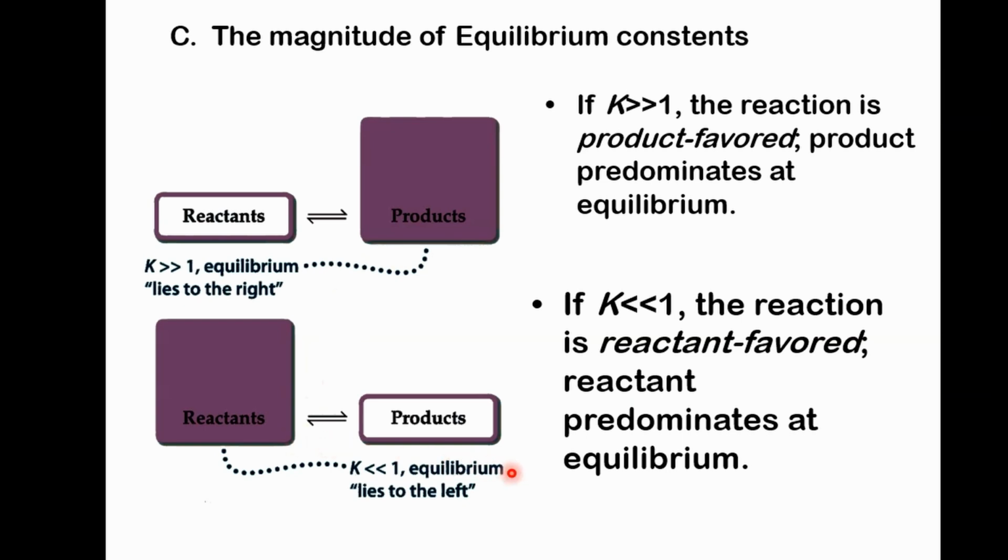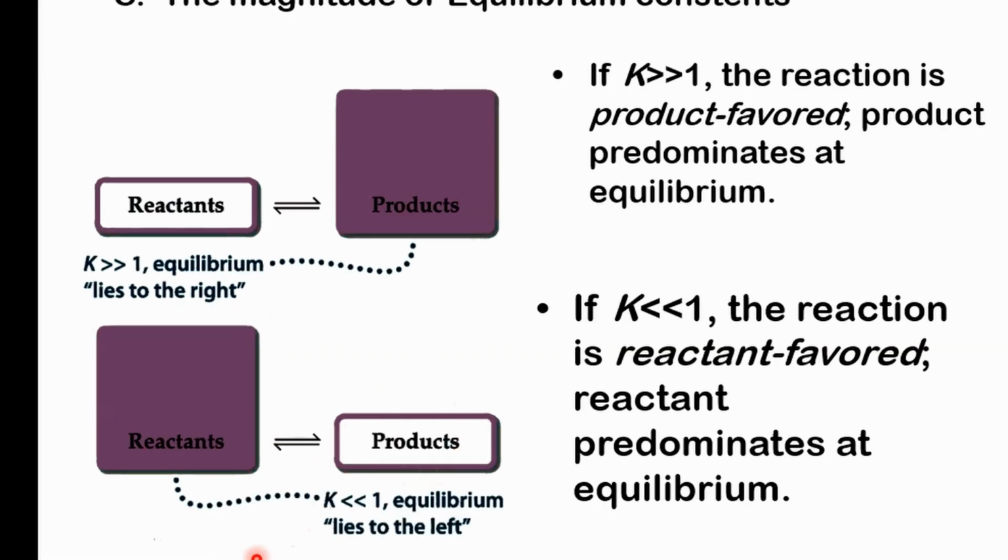Now some equilibrium constants have very small numbers, like 4.5 times 10 to the negative fifth, or even lower. That'd be a number much smaller than 1. Then we say the reaction is reactant favored, or reactant predominates at equilibrium. So once again, this cartoon drawing, this is a bigger shape than this one here, telling us that at equilibrium there's more reactants hanging around than products.